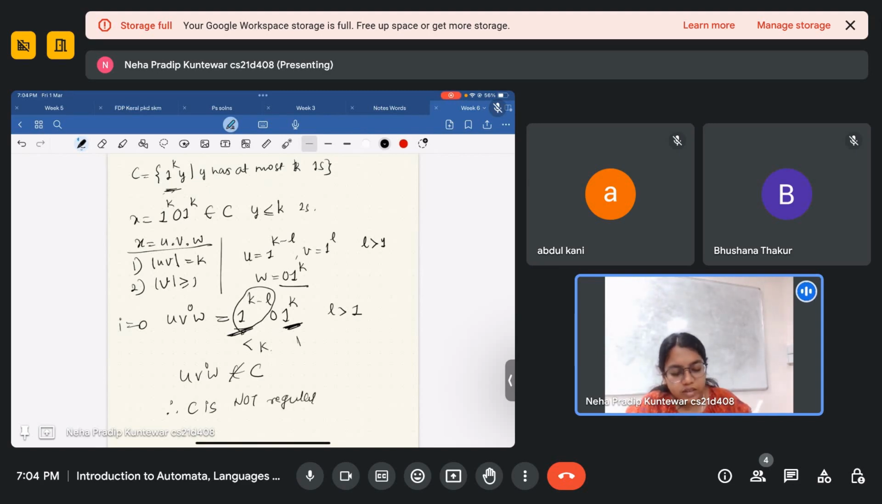So again, the trick that we used here was that we pumped down to obtain this u v to the 0 w. Sometimes when pumping up is not working, you can always try pumping down. So that's a useful trick to keep handy.